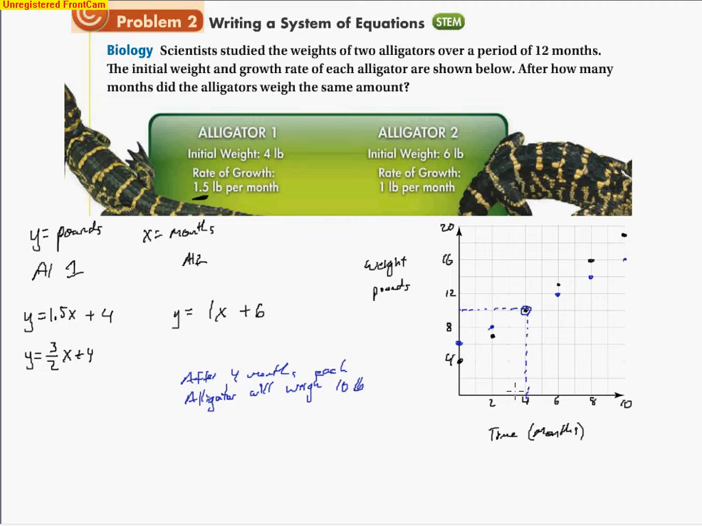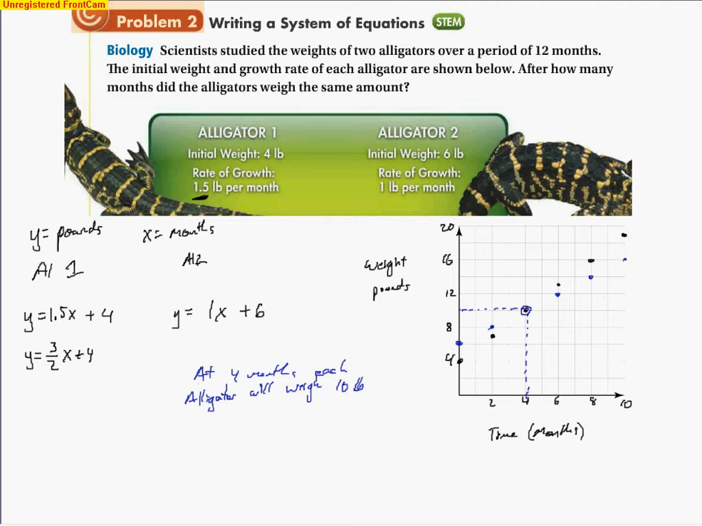So at 4 months, maybe I'll even change that right now. Because after, we're going to end up seeing alligator number 1 will be a little bit heavier. So we'll say at 4 months, each alligator will weigh 10 pounds exactly. And then afterwards, we're going to end up seeing alligator 1 being a little heavier.